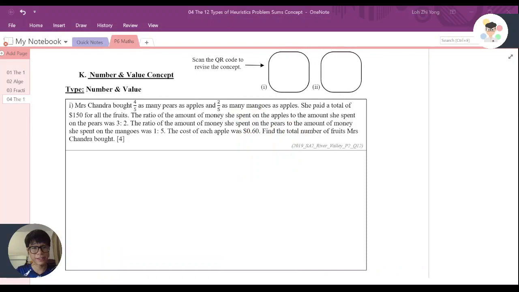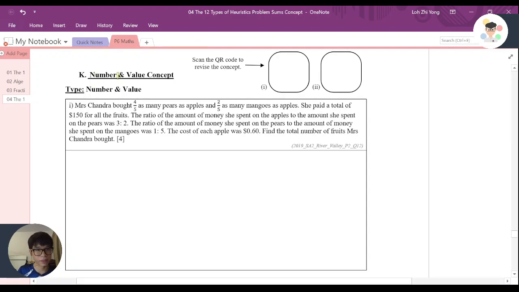Welcome back to digital class, and this is a discussion about book number 4, the 12 types of heuristic problem sum concept, and now we are looking at number and value concept. Now, when I say number and value, basically number here actually I mean the quantity.